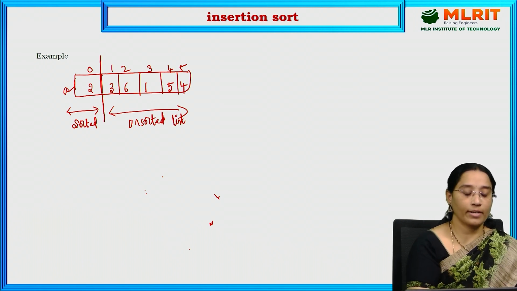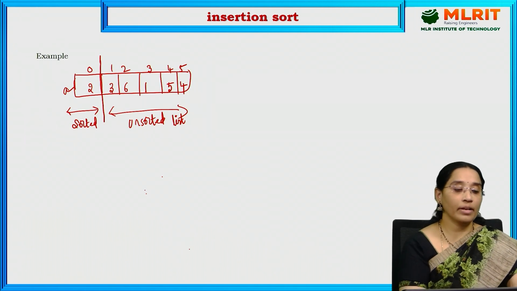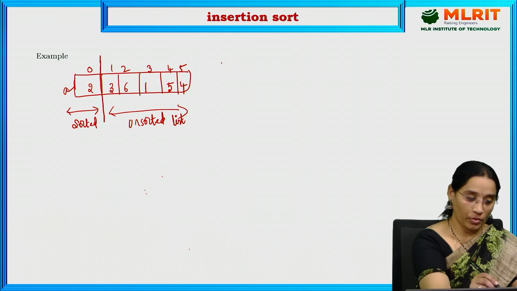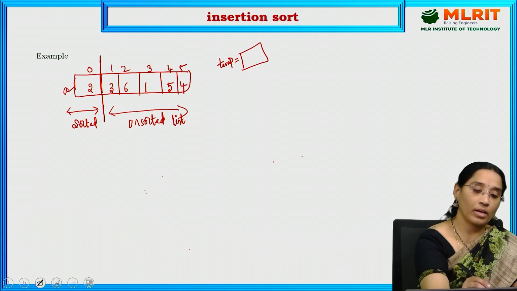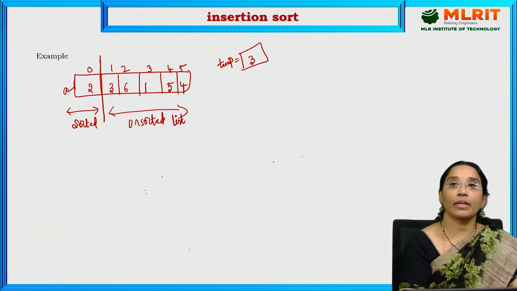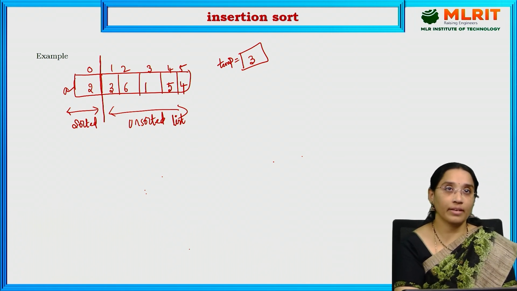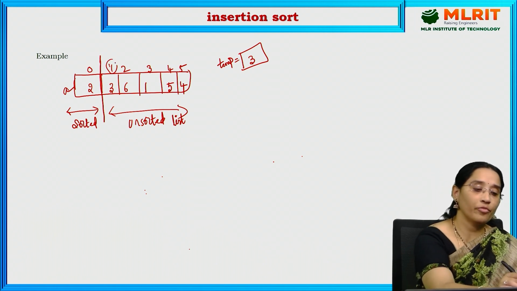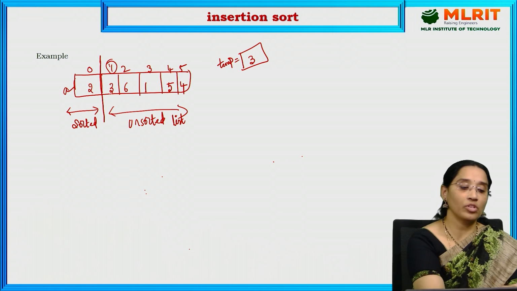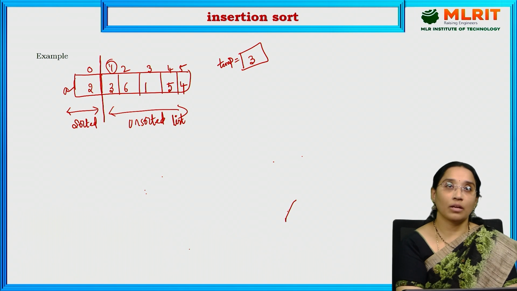This one is in the unsorted list. So what will we do? Already the element 2 is in the sorted list and the rest of the elements are in the unsorted list. Now we will take a temporary variable and place the element at index 1 in the variable temp. By default the element at index 0 is in the sorted list, and we start from index 1. The element at index 1, that is 3, I have placed in the variable temp. Now I'll start comparing.